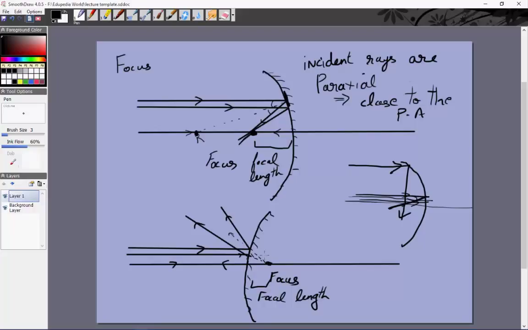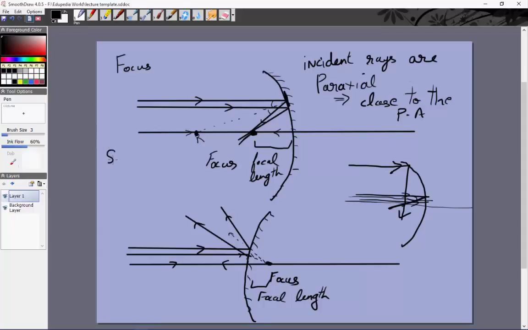Now, there's a slight bit of terminology somewhat confusing, so I want to make that really clear. There are actually two focuses for each mirror. One is called the first focus and one is called the second focus. And the more important focus, the focus that is generally used in mirror and lens formulas, is the second focus or the second focal length. The second focus would be the point, and its distance from the pole would be the second focal length. And that is what we've discussed up till now.